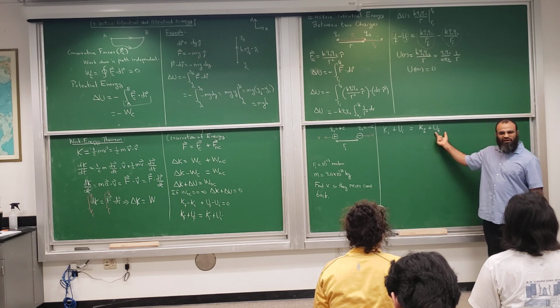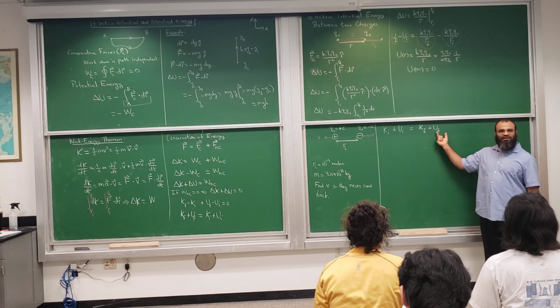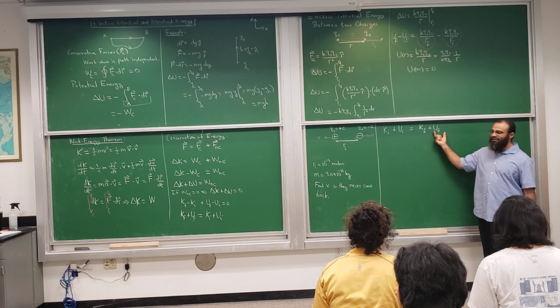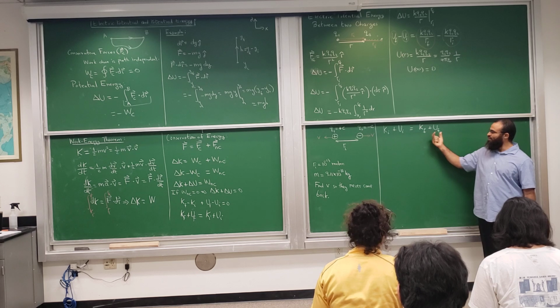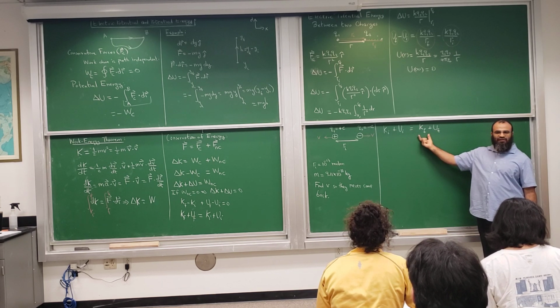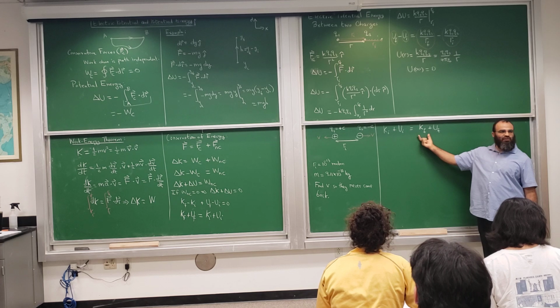Where do I want them to be at the end? Where do you want them to end up? Infinitely far away. So what's the potential energy at the end? Zero. They're infinitely far away. How fast are they moving when they move infinitely far away? If you gave them just the minimum speed, they're barely moving.